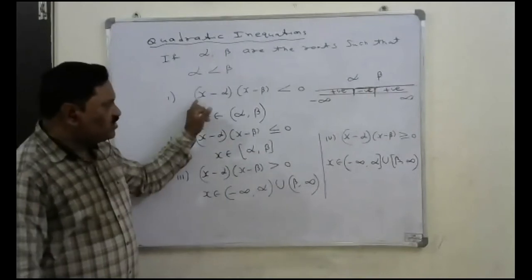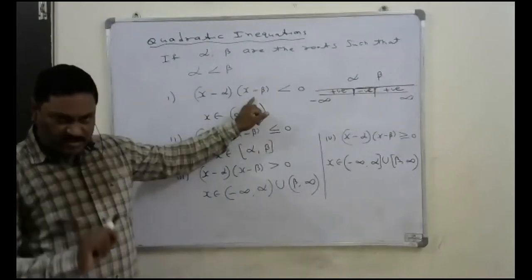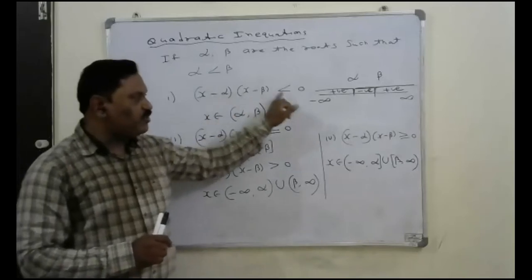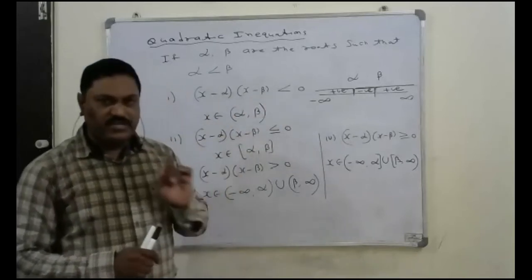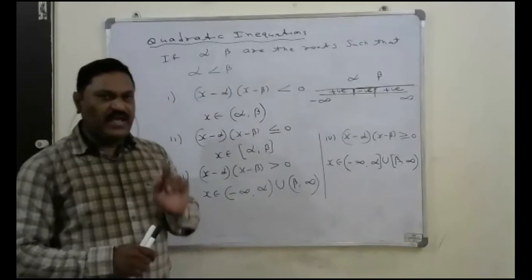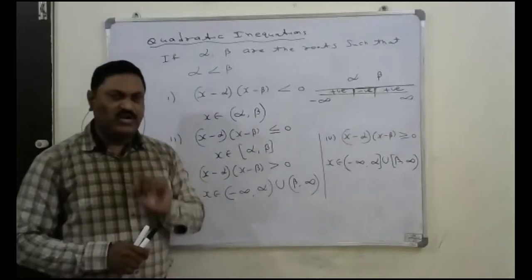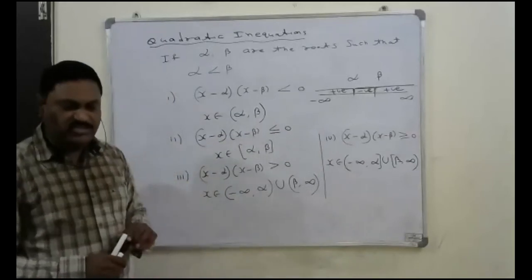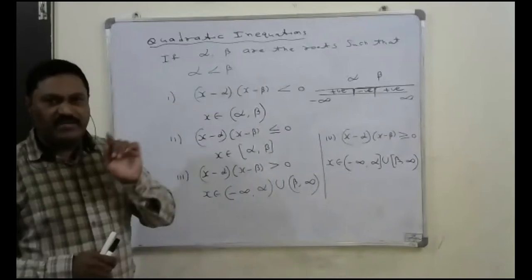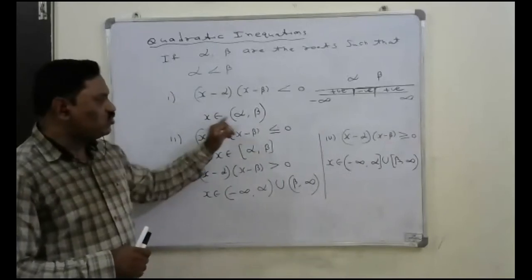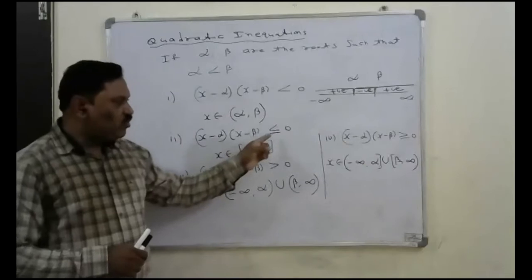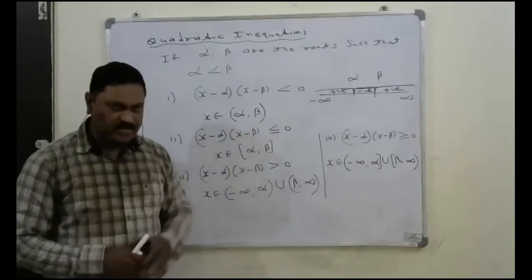So if x minus alpha and x minus beta are the factors, and this product is negative, then x lies in between the roots. For the inequation, x is going to lie in between the roots, that is, x belongs to (alpha, beta). If equal to is there, we have to take the closed bracket.